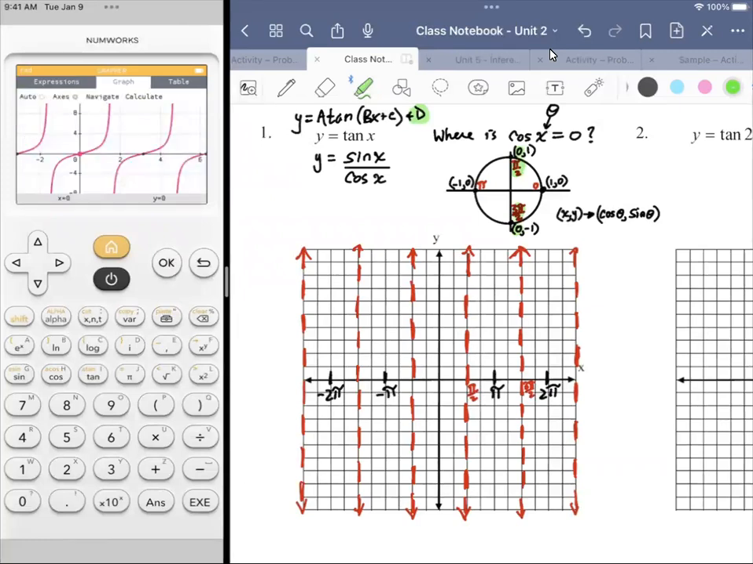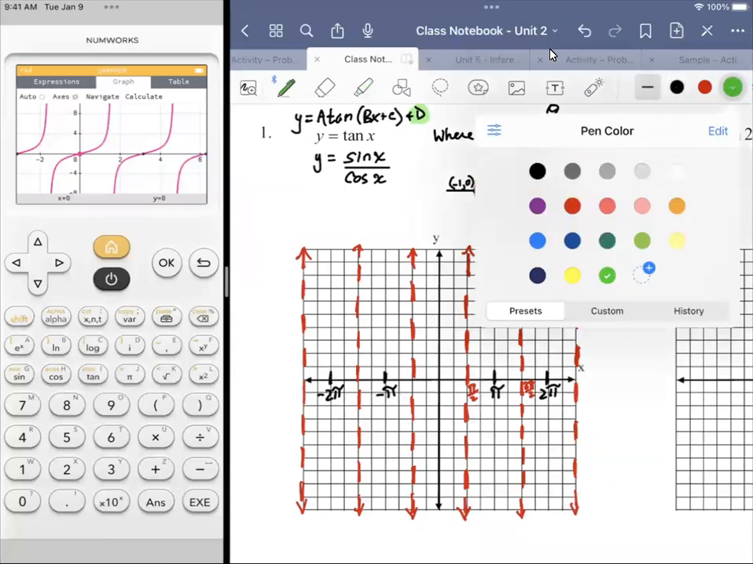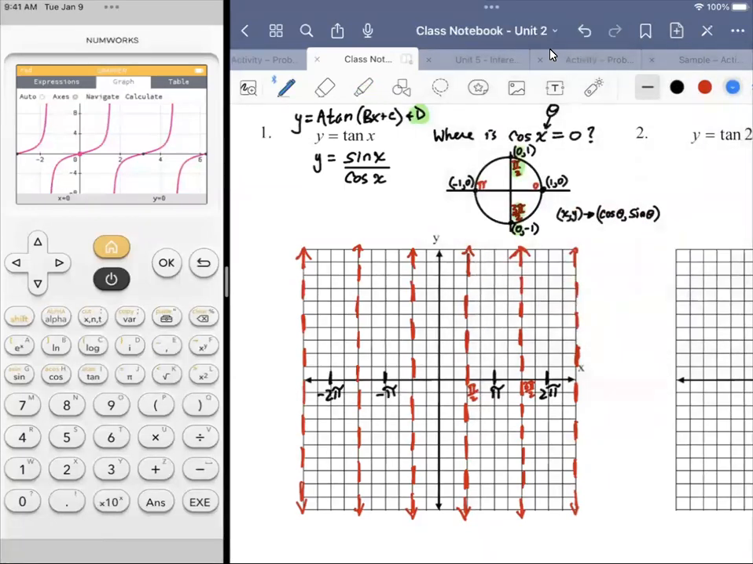All right. So wherever the midline is, and if there is no vertical shift, then the midline is the x-axis. Wherever that midline is, at the midpoint between vertical asymptotes, you're going to plot a point. Let me get something that stands out a little bit. So each one of these will have a point.